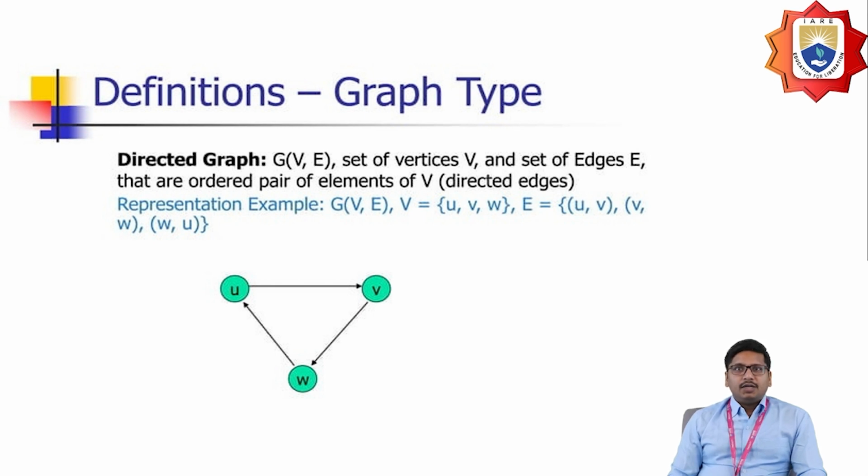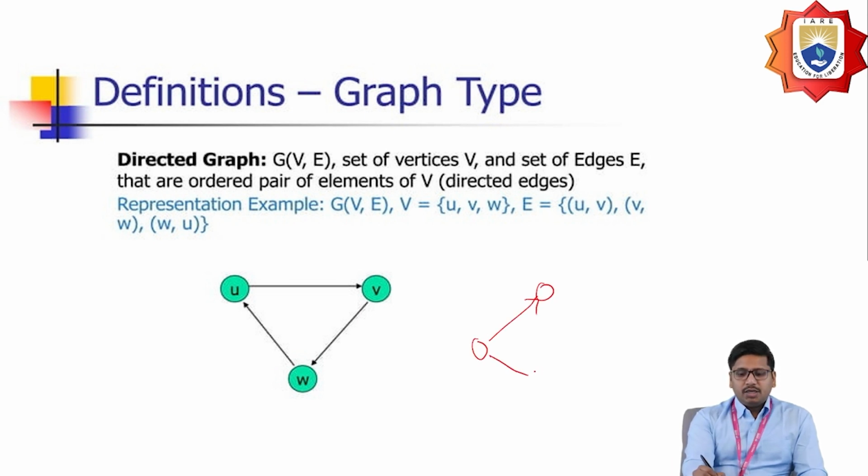And here the directed edge. So what is the directed graph? A graph which is going to hold directed edges, that graph we call a directed graph. So the graph which is going to hold directed edges, I can call it a directed graph here.